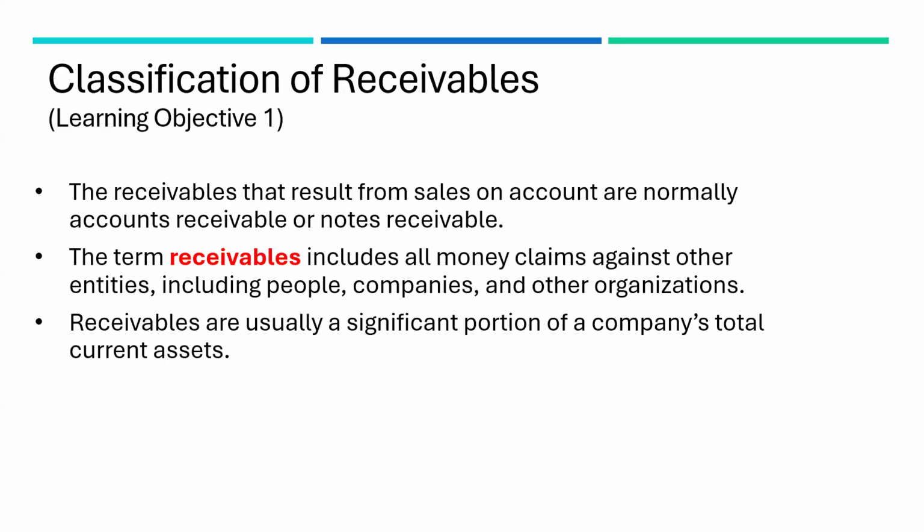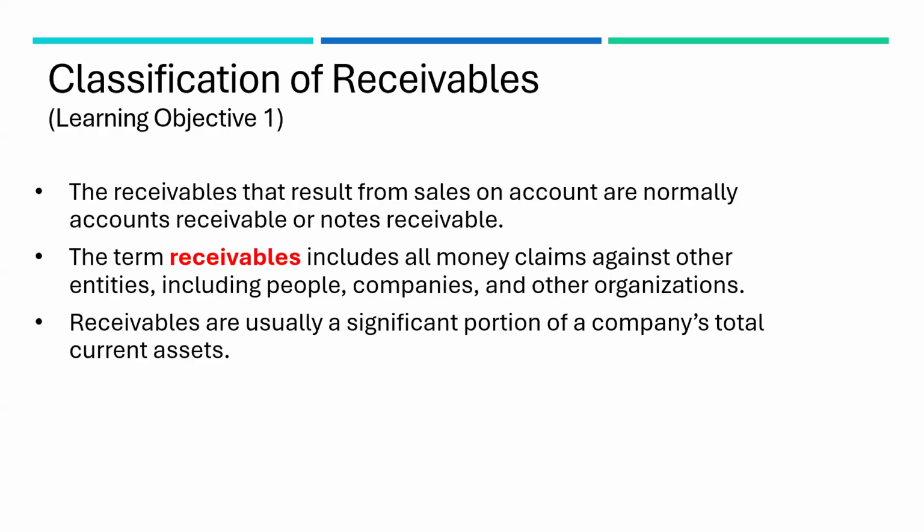So receivables that come from sales on account show up, like we've done the journal entries all semester now, in accounts receivable. And that's because they're expected to be collected fairly soon. There's no formal written agreement, and there's no interest charged. However, the term receivables counts for anything that's expected to be collected from other people, other companies, other organizations. And generally, it's going to be a current asset because it's going to be collected within a year.